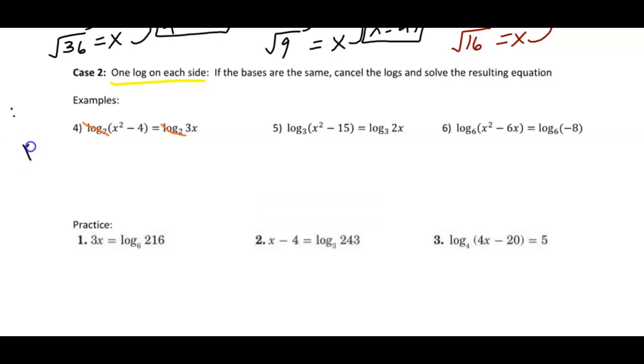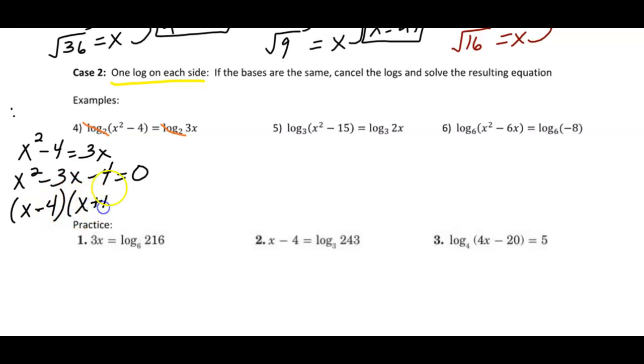So we have x squared minus 4 equals 3x. You're left with a quadratic, so you want to make sure you solve it properly. You want to set it equal to 0 and factor it. Okay, and then you want to always check for extraneous solutions.